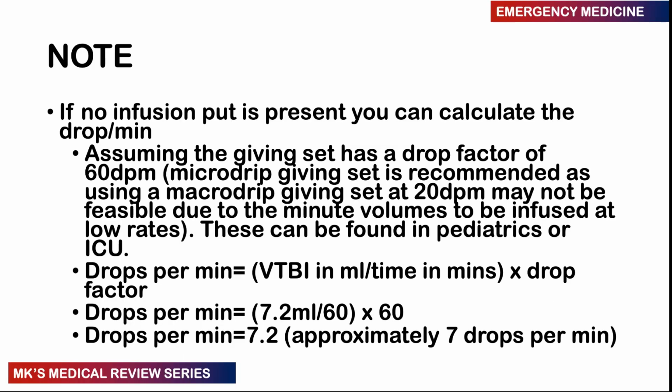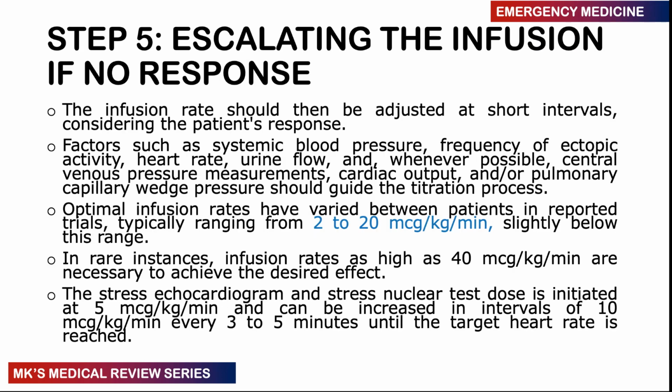So 7.2 divided by 60, that's the time in minutes. Then afterwards, we multiply that by the drop rate, which is 60. So in essence, we should give 7.2 drops per minute. So you're going to be roughly around 7 drops per minute that you set your infusion pump, rather your giving set at. So you actually count and you should have about 7 drops in a minute.